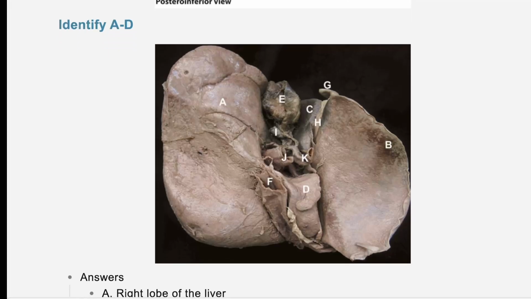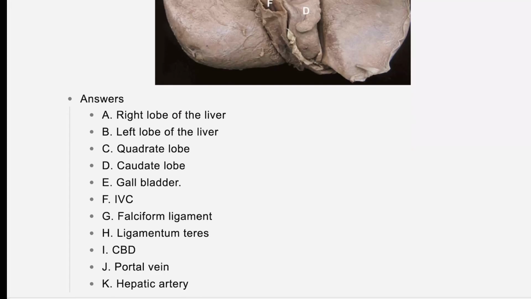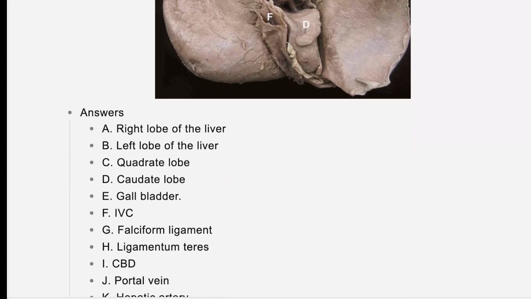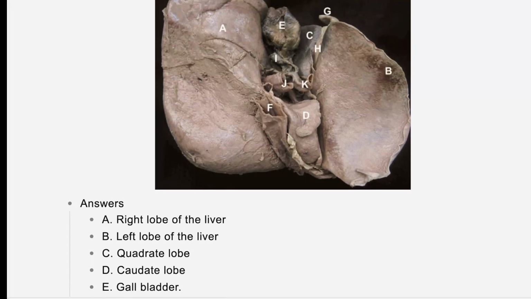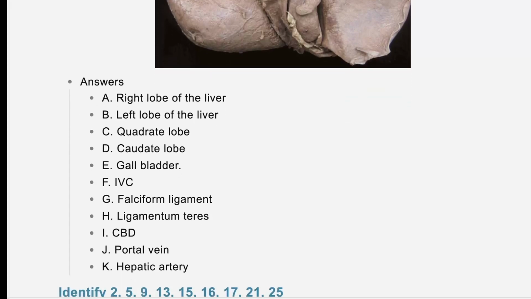I would just like to revise a few things in here for I, J, and K specifically. So I is the common bile duct, J is the portal vein, and K is the hepatic artery, which is correct. And then we have D as the caudate lobe, and the quadrate lobe as C. Maybe G is the falciform ligament, and H is the ligamentum teres. Let's see, falciform ligament and ligamentum teres, of course.